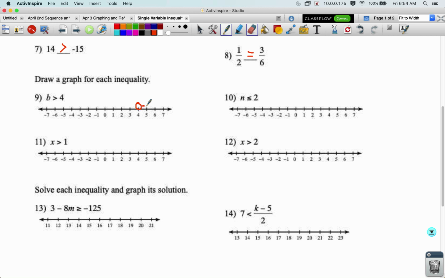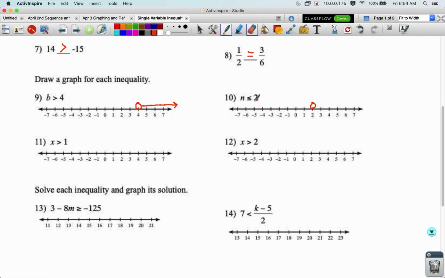And then I want to draw an arrow towards all the numbers that make this inequality true. 5, 6, 7, those would all make this true. 5 is greater than 4, 6 is greater than 4, 7 is greater than 4. And a little trick here is that as long as our variable is on the left, we can look at the inequality symbol to see which way this arrow is supposed to point. Let's try another one.